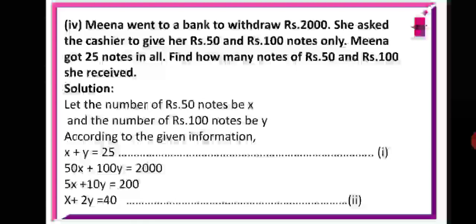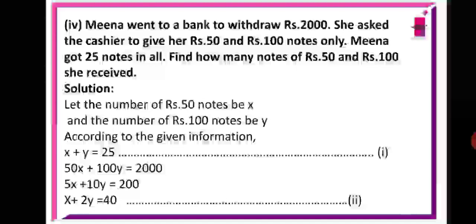So let the number of 50 rupees notes be x and the number of 100 rupees notes be y. Now, for the number of notes, x plus y equal to 25. The value of the 50 rupees notes is 50 into x. Then the value of the 100 rupees notes is 100 into y, because y 100 rupees notes are there and x 50 rupees notes are there. So the total value is 2000. So 50x plus 100y will be equal to 2000. By simplifying, x plus 2y equal to 40.